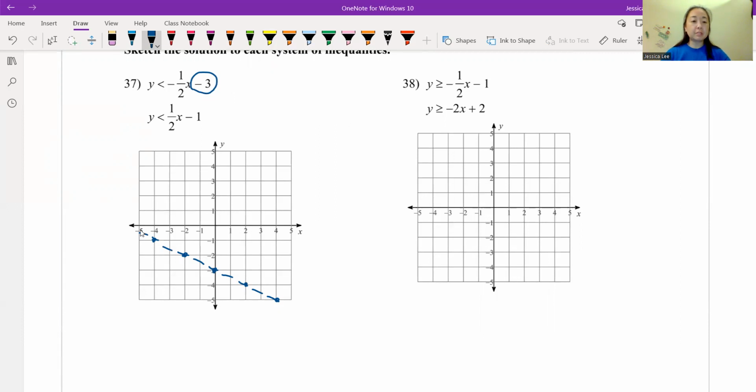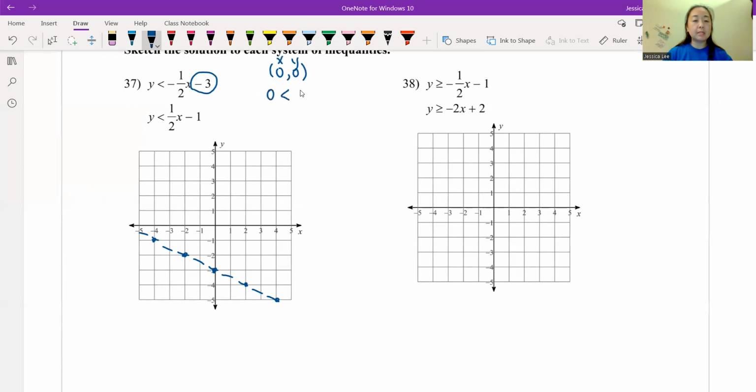And if you notice right here, this dotted line splits the plane into 2 parts, right? We have this lower section and this upper section, and the point 0, 0 is on the upper section. So we're going to check if that point 0, 0 is a solution. Does it work? What I mean by does it work is if I plug in 0, 0, where this 0 is x and this 0 is y.